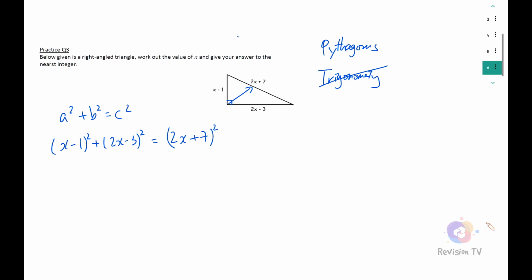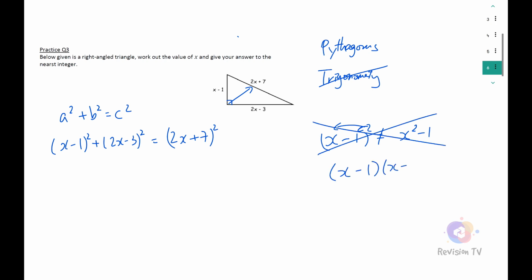So what we can do here is expand the brackets. Now, this is a double bracket, so x minus 1 squared does not equal x squared minus 1. You cannot apply the square like this, okay? Big no. You will have to do x minus 1 times x minus 1. If you expand the brackets, you get x squared minus 2x plus 1.